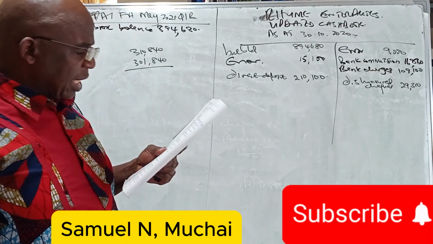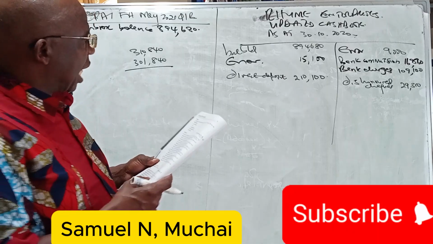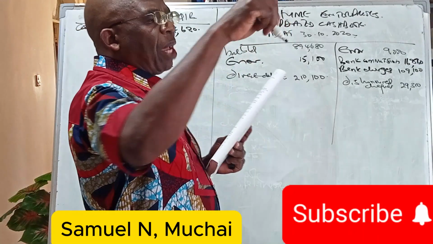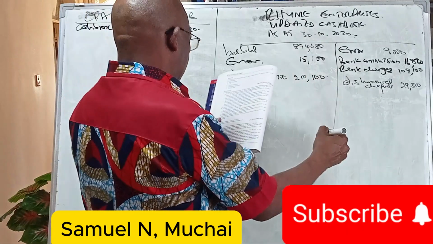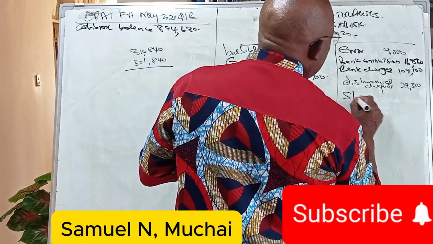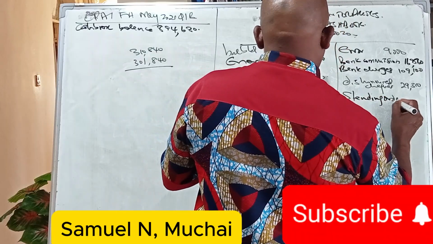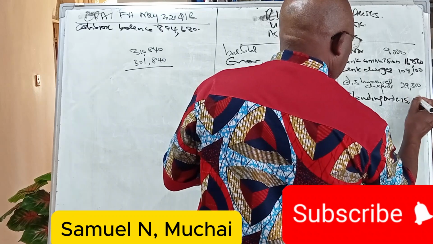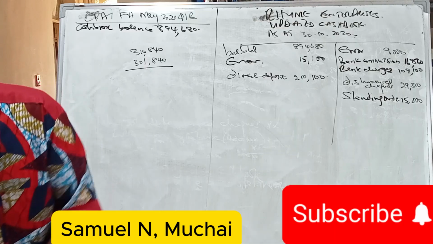Number 8, a standing order payment of 15,000 had not been recorded in the cash book. So whatever has been paid by the bank correctly and it's not recorded in the cash book, we record it. So we come here and we say standing order 15,000. Now that helps us to make our updated cash book.